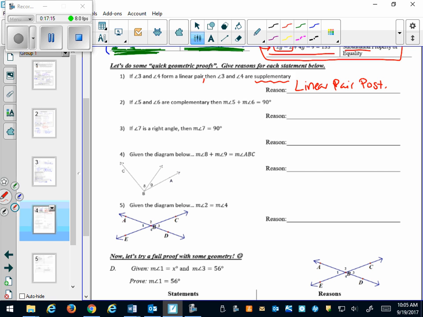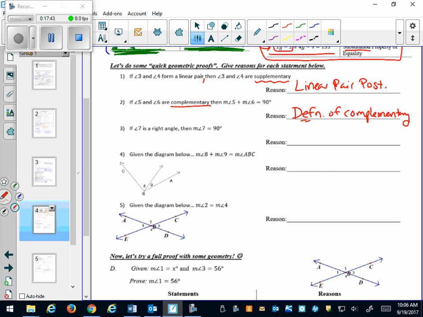Number 2, if angle 5 and angle 6 are complementary, then the measure of angle 5 plus the measure of angle 6 equals 90. Well, here's our key word here. We don't have a theorem or a postulate. We're just going to use the definition of complementary. What does complementary mean? If you looked it up in the dictionary definition, it says that two angles add up to 180. So we can use that as our reason in this case.